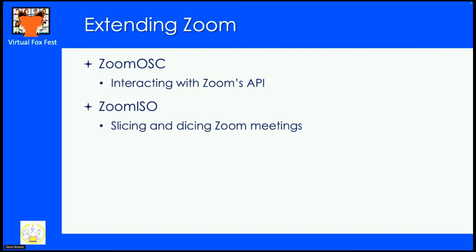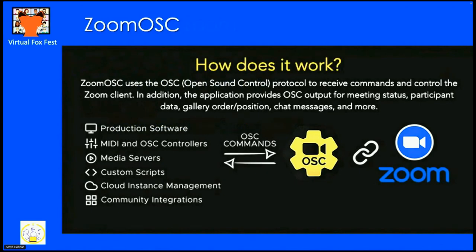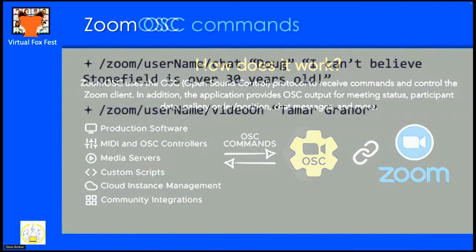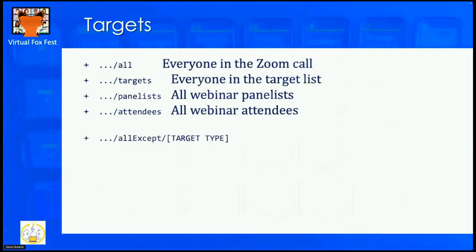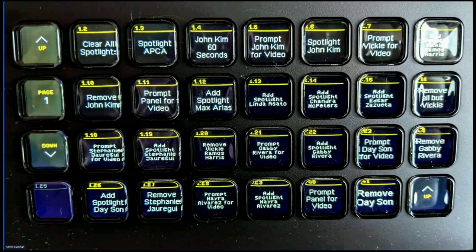And DJ wrote all the Zoom OSC commands so that we had a run of show. Okay, so we have buttons that say, clear all the spotlights. Spotlights is a Zoom thing. And then spotlight a user called APCA. And then send John Kim a message that says, you're going live in 60 seconds. And then in like 45 seconds, send him another message that says, turn on your camera.